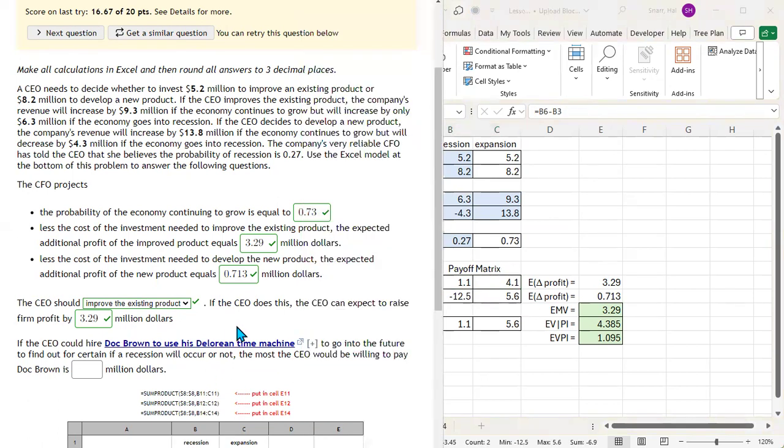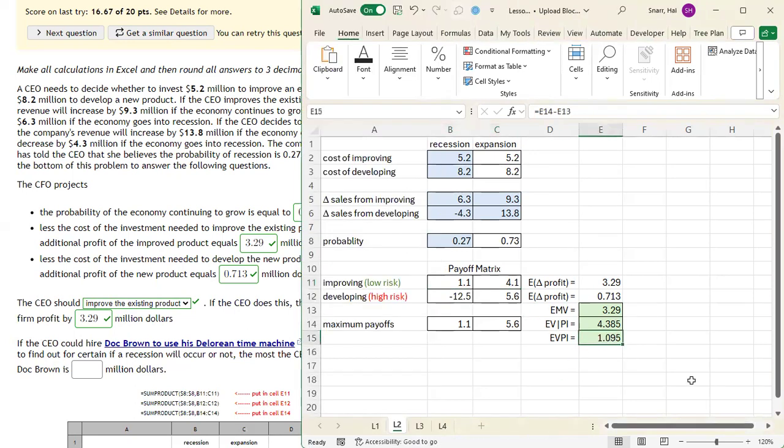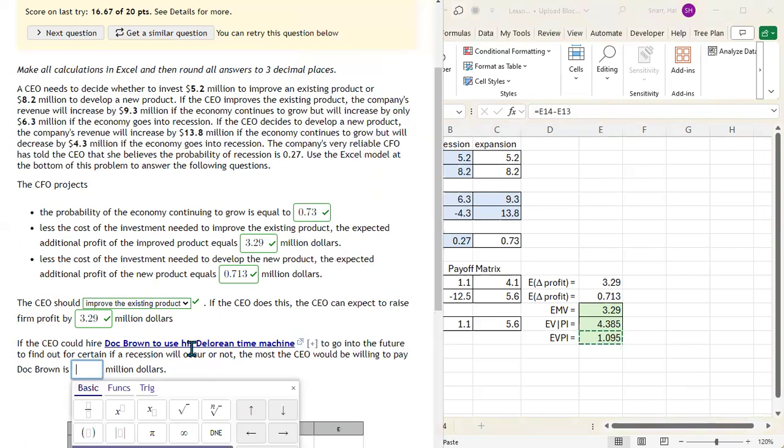Now, if the CEO could hire Doc Brown to use his DeLorean time machine to go into the future to find out for certain if a recession will occur or not, the most the CEO would be willing to pay Doc Brown is this value here. He'd be willing to pay Doc Brown up to and including $1.095 million for that information. Duke and Duke were willing to pay that government employee with that secret crop report whatever money that was in the briefcase or the envelope, right?